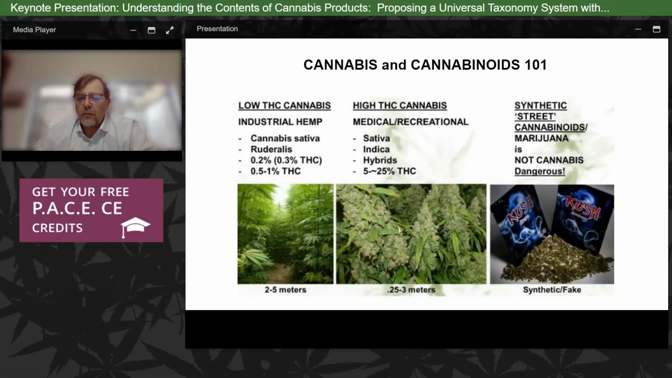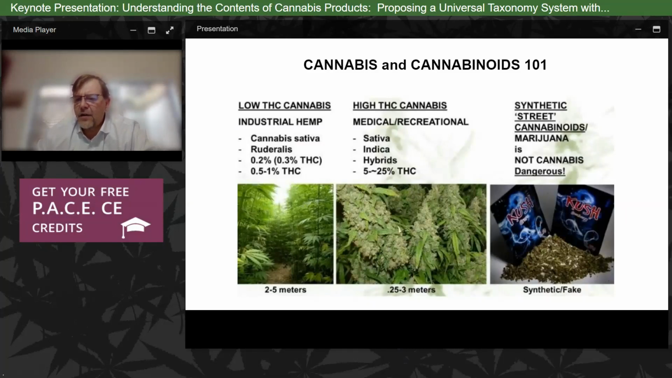And on the right, we have synthetic, what I call street cannabinoids, and marijuana, which is not cannabis and it's dangerous. Now, I want to preface this, that this slide was made 10 years ago. And when I made the slide 10 years ago, under the synthetic and fake and dangerous synthetic cannabinoids, there was really just things to worry about in what we call the head shops, such as Kush and Spice, that were synthetic cannabinoids that were sprinkled over the plant matter, often tobacco or something else.